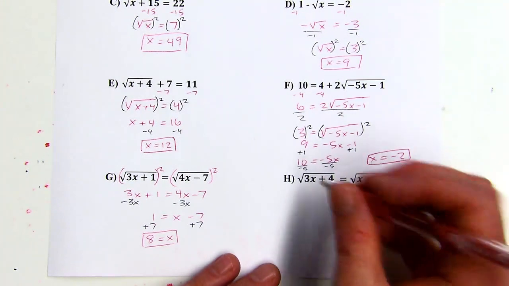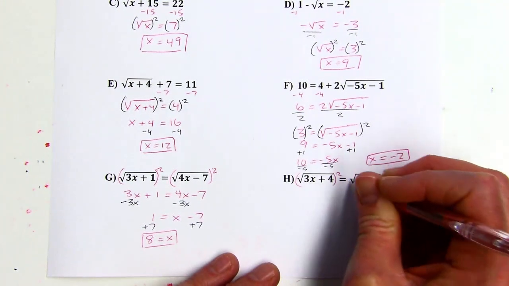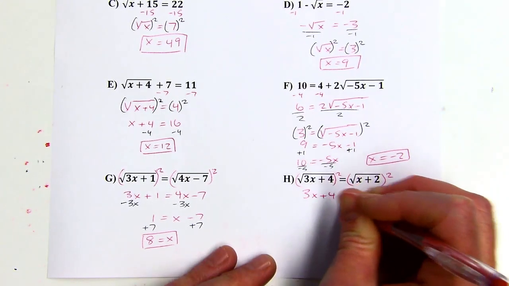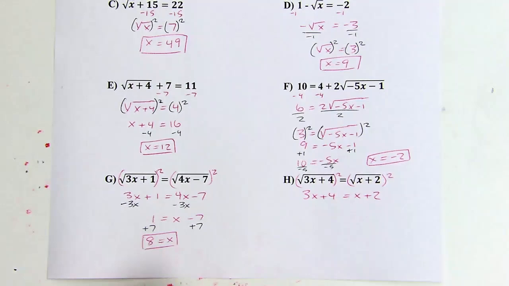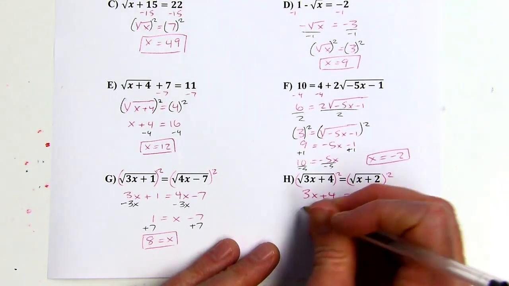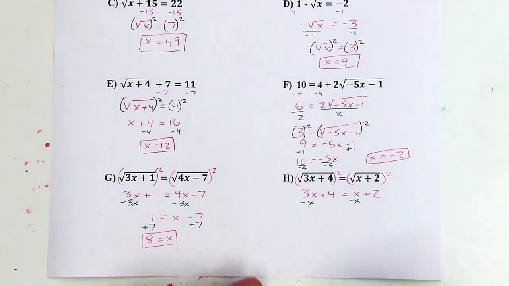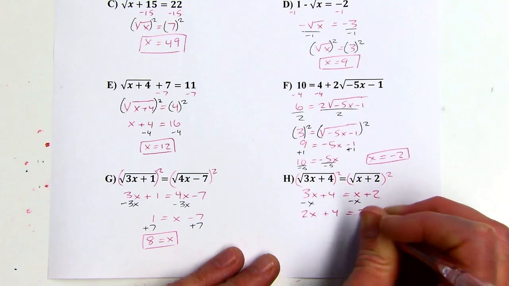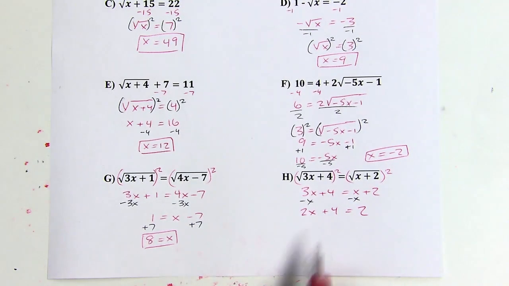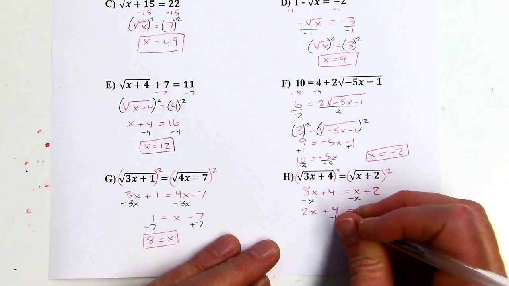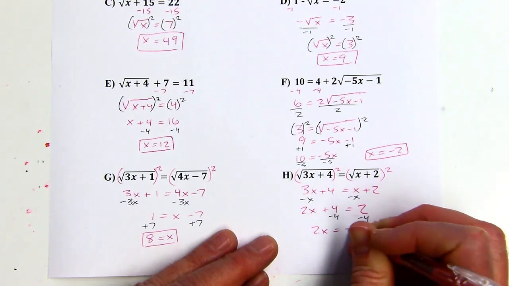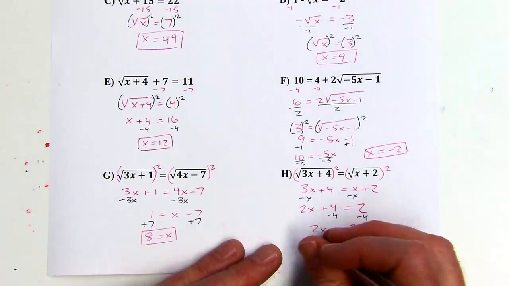Same kind of deal here on this one. I'm going to square both sides of the equation. Then 3x plus 4 equals x plus 2. I'll subtract x to get those x terms together. Okay, and now I'm trying to isolate the x, so I'm going to subtract 4. And divide by 2.